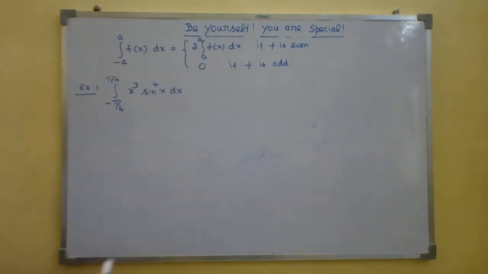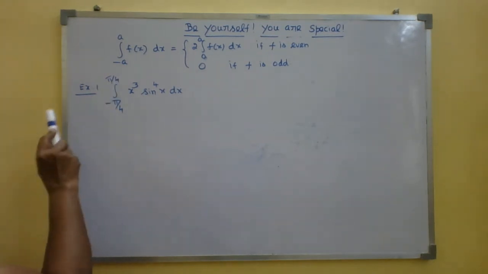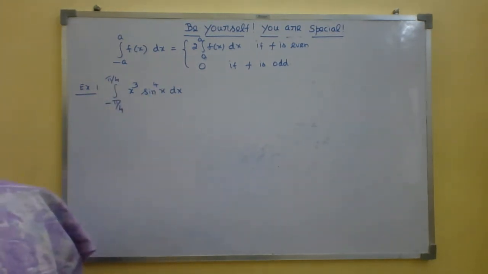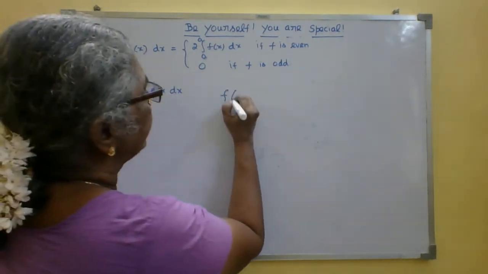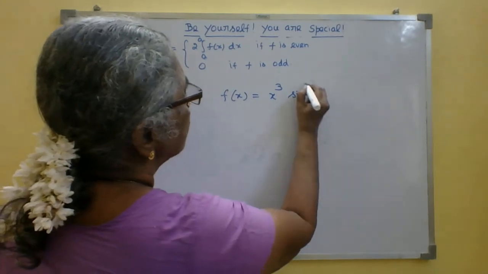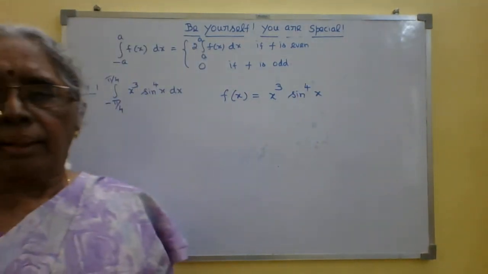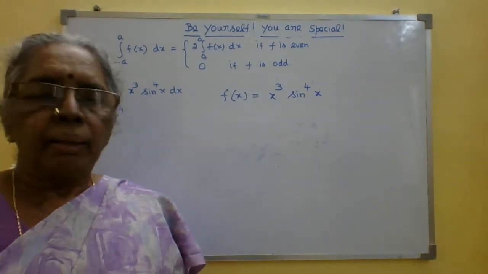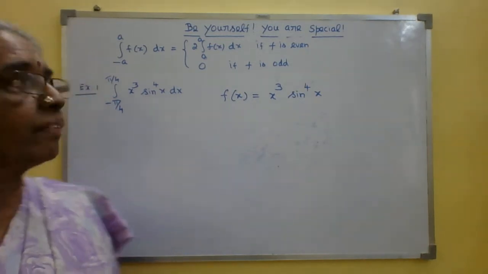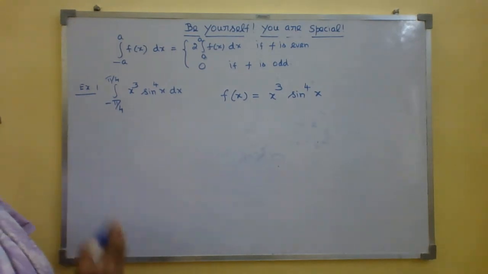Now let us take one example sum. I have given integral from minus pi by 4 to pi by 4 of x cube sine power 4x dx. Here the f of x consists of a product of two terms, that is x cube into sine power 4x. When I see this sum, the lower limit and upper limit, the pi by 4 only I am having, but I have a minus here, I have a plus. So this property I have to try whether it will apply and how I can go about it.